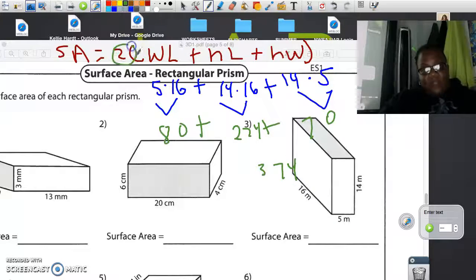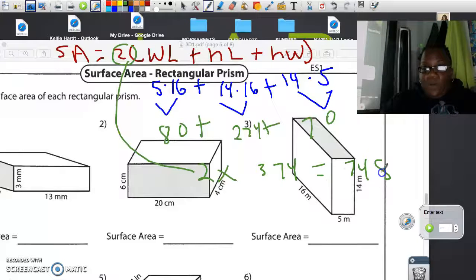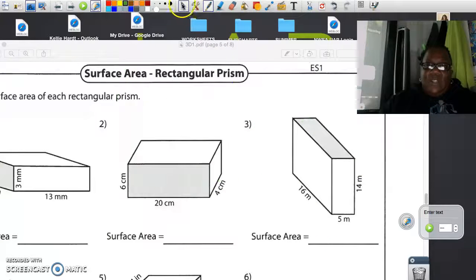And don't forget you have to multiply it by that 2. That's right here. So I have 2 times 374, 748. So all together, this equals 748. Okay? So 748 is the answer here. And meters squared. Excellent. All right, let me see if I can fit another one in here.